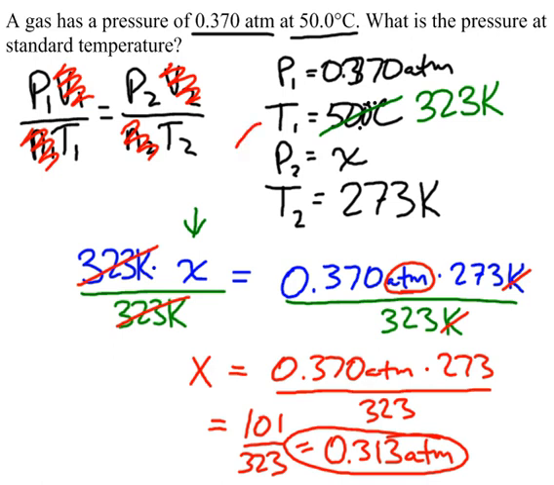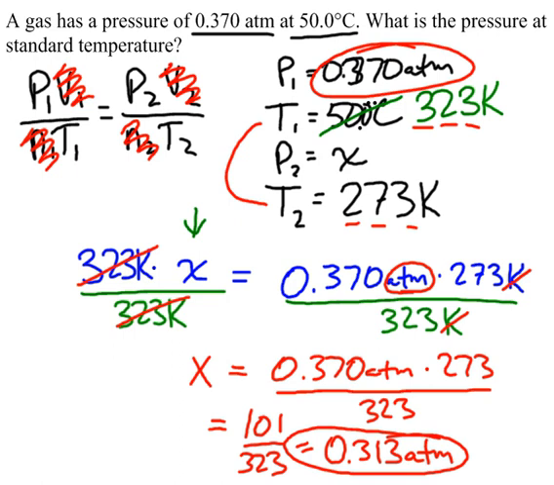The one that I changed was my temperature. My temperature went from 323 to 273. So my temperature went down, and of course, according to the law, if the temperature goes down, then my pressure must also go down. And if you look, the pressure of 0.370 atmospheres, my answer should be less than that. And it was 0.313.